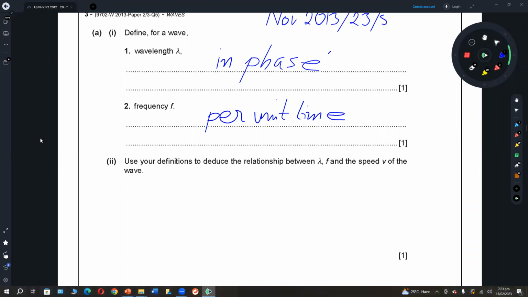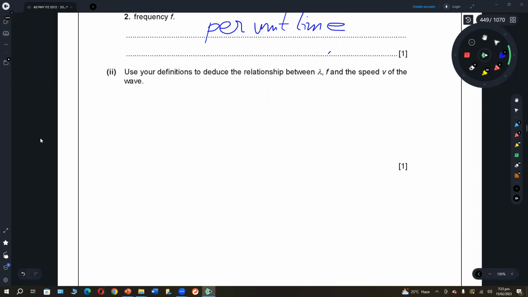Use your definitions to deduce the relation between lambda, f, and v. This is a well-known derivation. You start with velocity is equal to displacement upon time, for one cycle, and you should do this with me so you can get revision of it. There is no need to write down the definitions, but calculations and other things you should write. From now onward, you can keep the book with you and write in the book if you find the question. This will save your time next time when you are completing a topic.